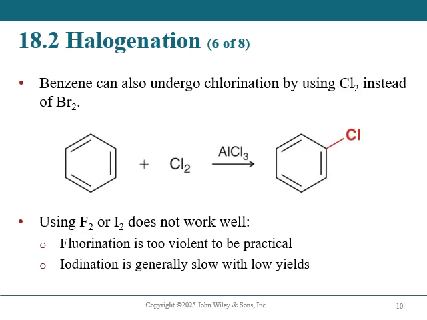Benzene can also undergo chlorination, so it's not just bromination. However, when we deal with fluorine or iodine, then it really doesn't work well. Fluorination is a very high energy, violent type of reaction, so it's not something that we have a whole lot of control over, so it's not really practical. And iodine, being as large as it is, is really slow to react, and the yields are very low. So these reactions are, for all practical purposes, limited to bromine and chlorine.